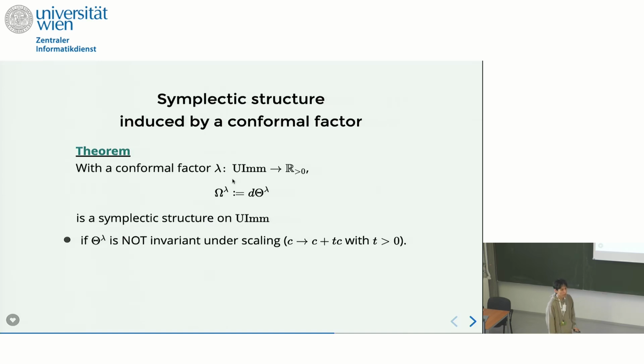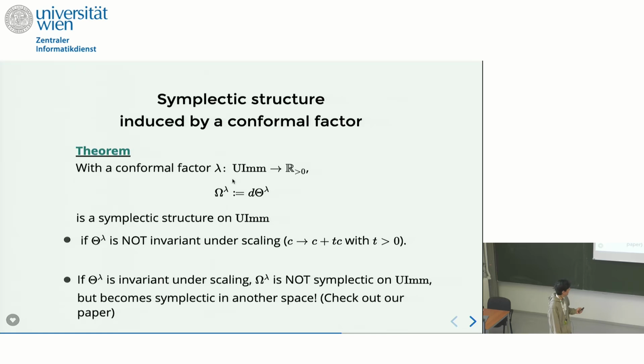So what if theta lambda is invariant under scaling of the curve? Then omega lambda, unfortunately, does not define a symplectic structure on the shape space, but it can become symplectic in another space, which I find very interesting, but I won't explain it because I don't have much time. If you're interested, please check out our link.